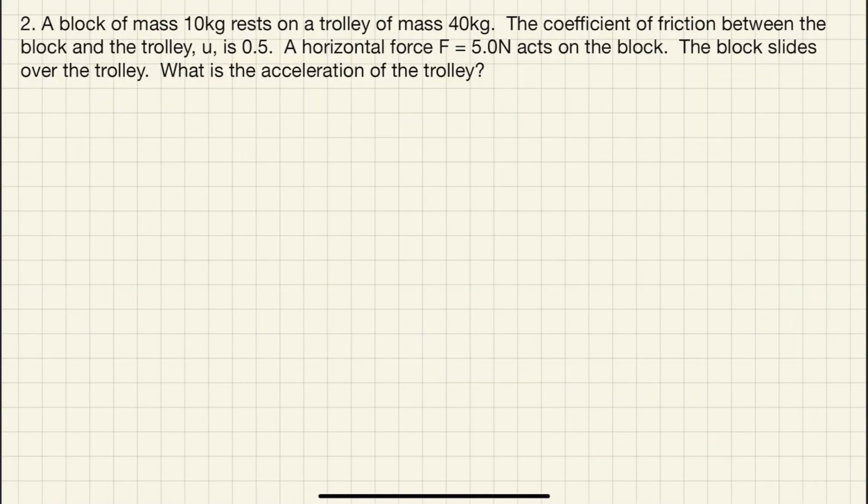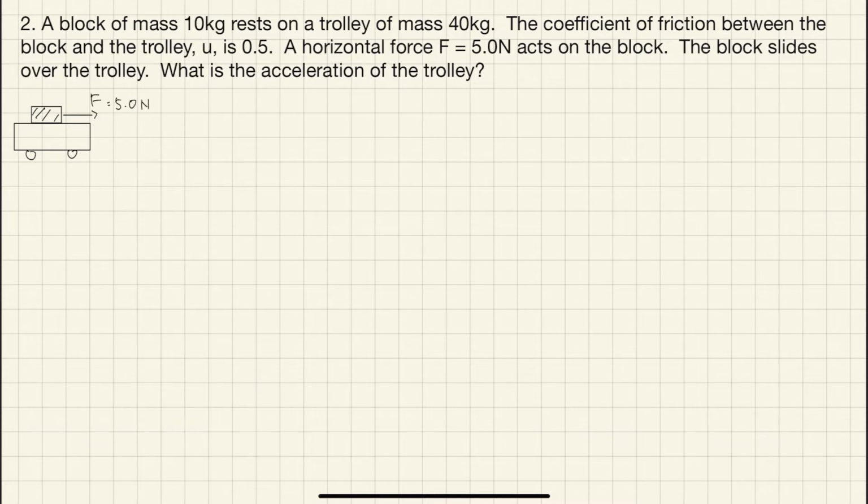Question 2. A block of mass 10 kilograms rests on a trolley of mass 40 kilograms. The coefficient of friction between the block and the trolley, U, is 0.5. A horizontal force, F equals 5 newtons, acts on the block. The block slides over the trolley. What is the acceleration of the trolley?